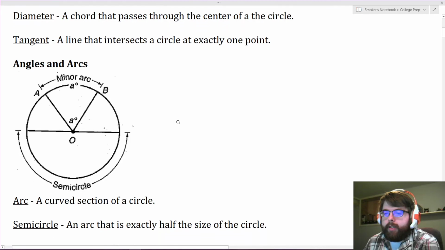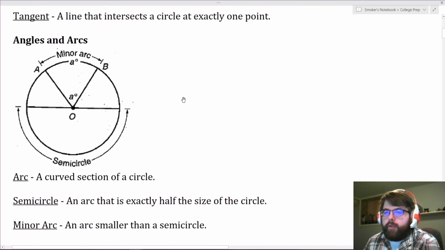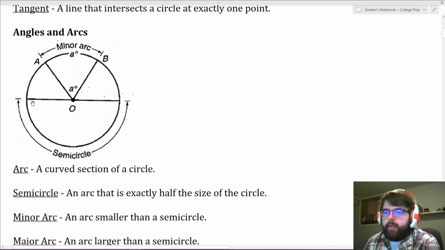When you're looking at circles, the distance around the circle, so like going around the edge of a circle like this, is called an arc. And a semicircle, which is half a circle, if you cut the circle in half, would be an arc of exactly half the circle's length, total distance around.